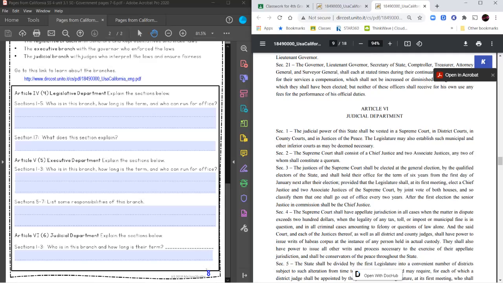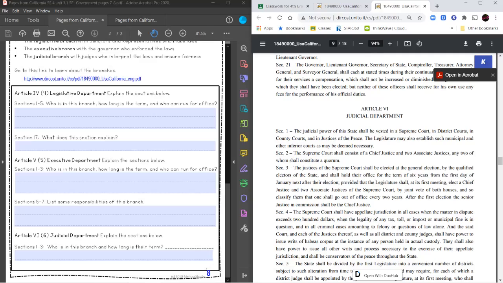So again, I know they put a lot of information into some of these sections, but that's okay. We're going to break it down into small, easy parts. So the justices of the Supreme Court shall be elected by the general election, okay, by qualified electors of the state, and shall hold their office for the term of 6 years from the first day of January after their election. So regardless of when the election is happening, their term begins on January and it moves for 6 years from that date.